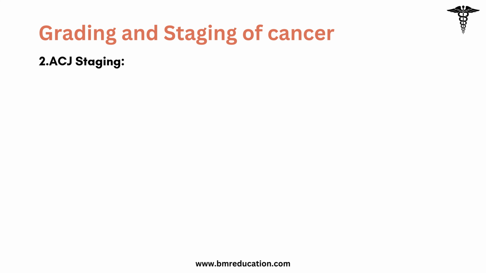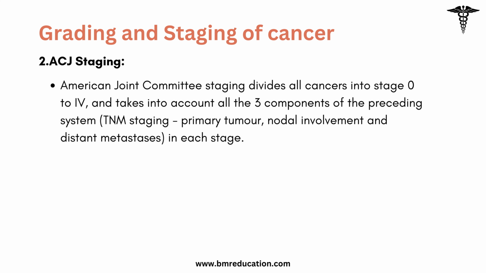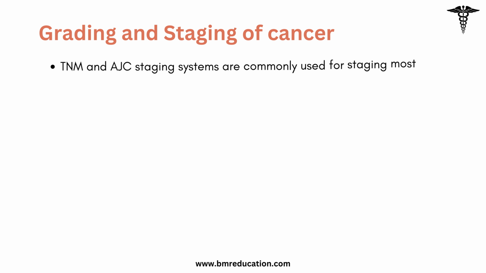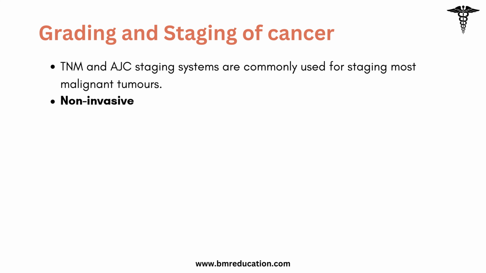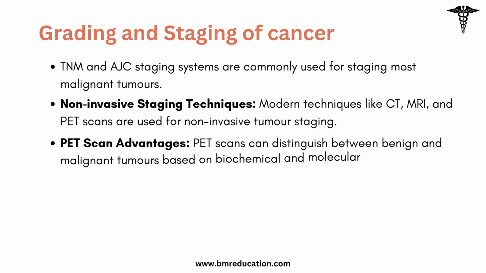The AJC staging. The American Joint Committee staging divides all cancers into stage 0 to 4 and takes into account all the three components of the TNM staging system in each stage. The TNM staging and the AJC staging systems are commonly used for staging most malignant tumors. There are other techniques of staging. The non-invasive staging techniques are modern techniques like CT, MRI, and PET scans, and are used for non-invasive tumor staging. What are the advantages of PET scan? PET scans can distinguish between benign and malignant tumors based on biochemical and molecular processes.